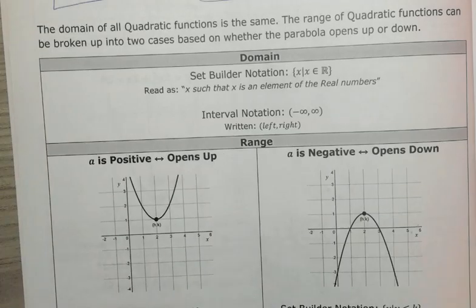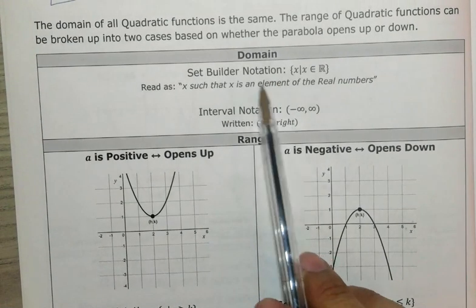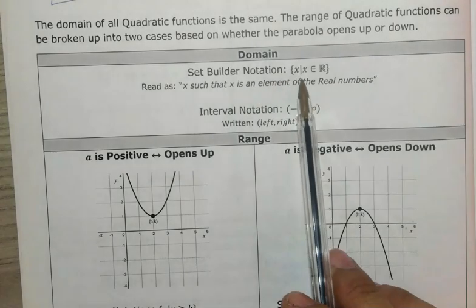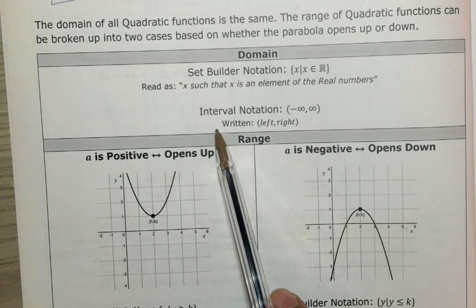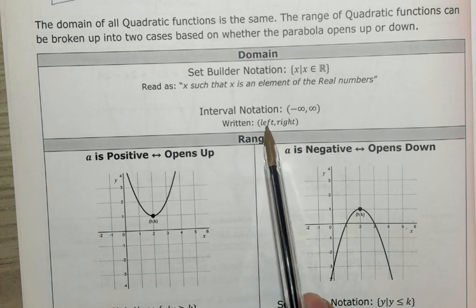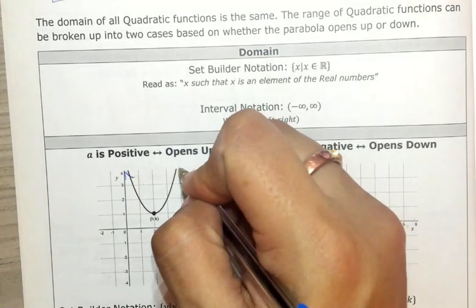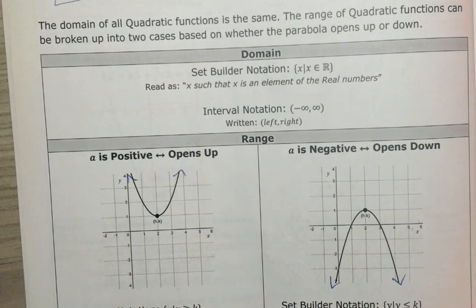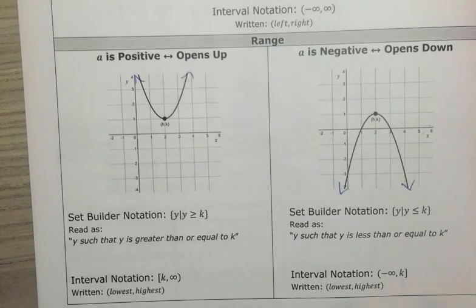So therefore, your domain for all these graphs will always be, in set builder notation, x such that x is an element of all real numbers, and the interval notation will always be negative infinity to positive infinity because it's written left to right. So all of them look like a U, whether it's opening up or down, and it's going left and right forever, which means it's all real numbers. What will be different is the range.